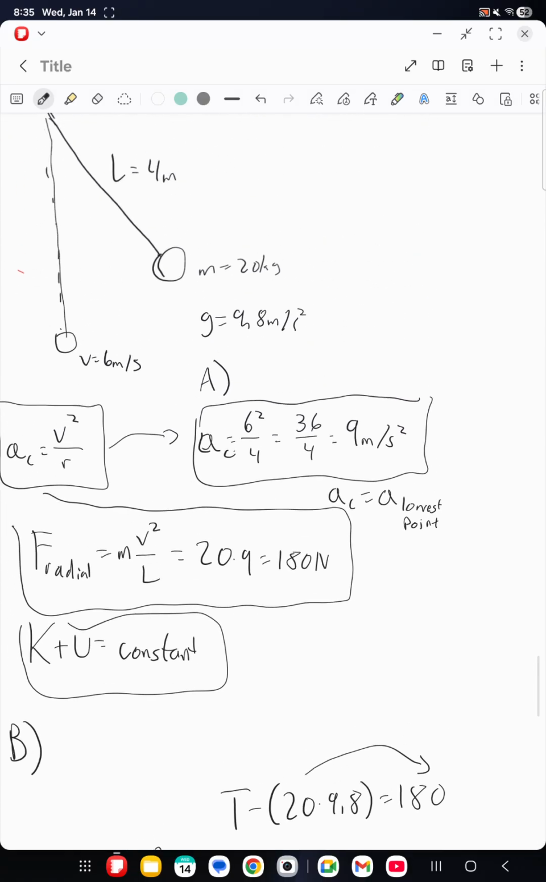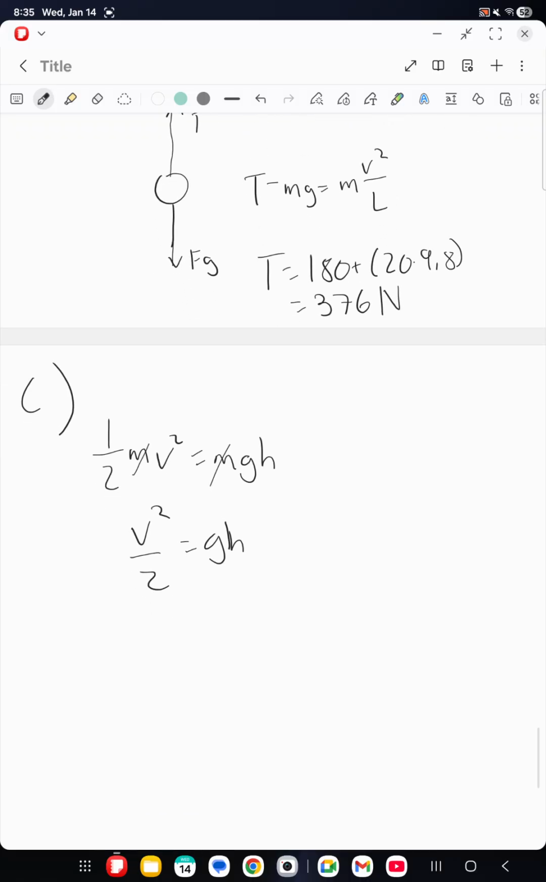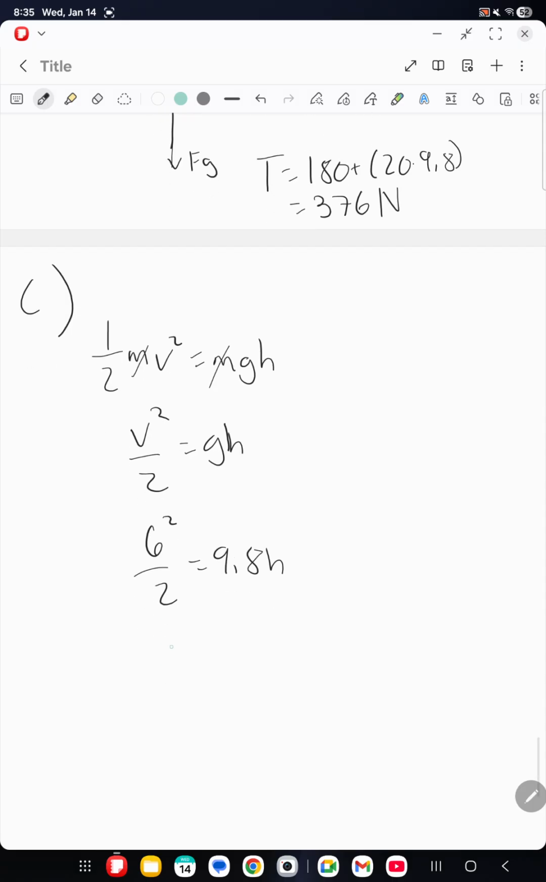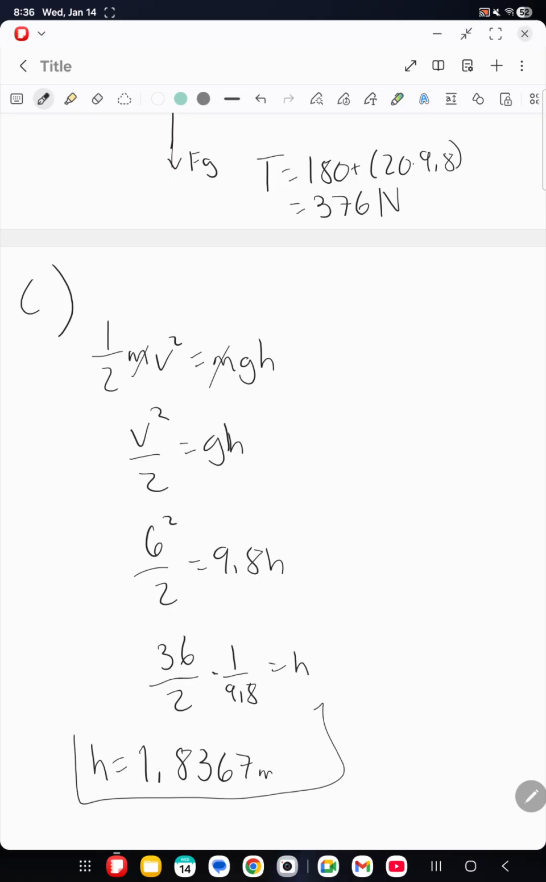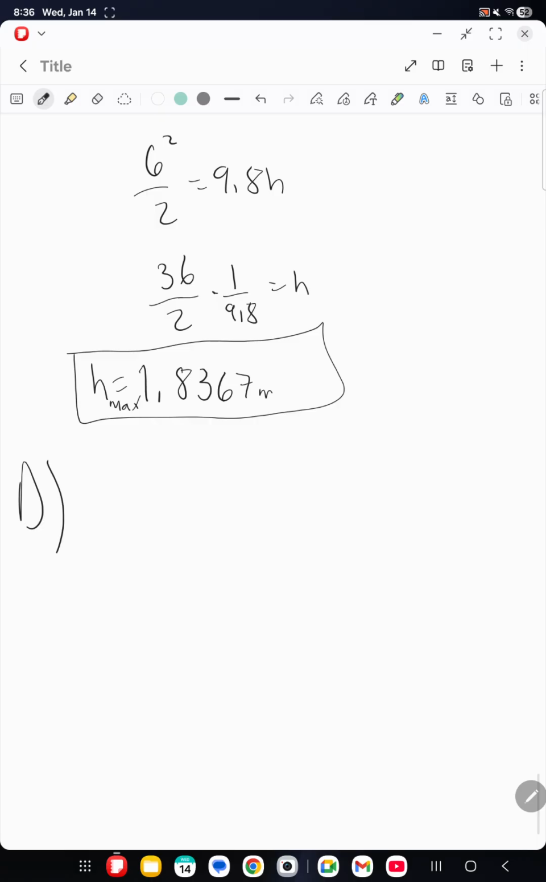The v we already found is 6, so it'll be 6 squared over 2, which is equal to 9.8 h. So it'll just be 36 over 2 times 1 over 9.8, which would be equal to h. And so the highest point the kid will reach will be 1.8367 meters. So this will be the highest height that the kid will reach. All right, next problem.